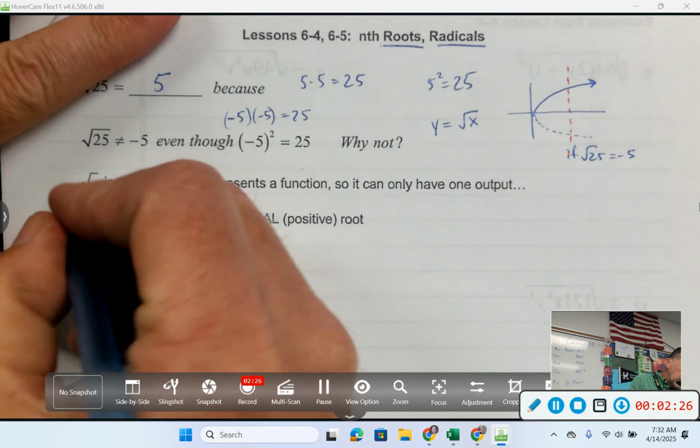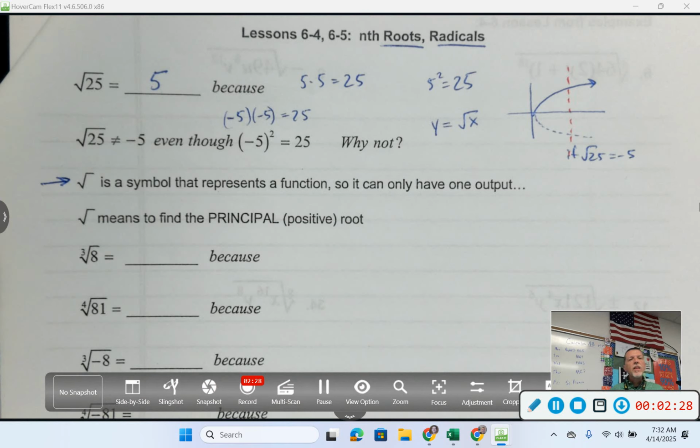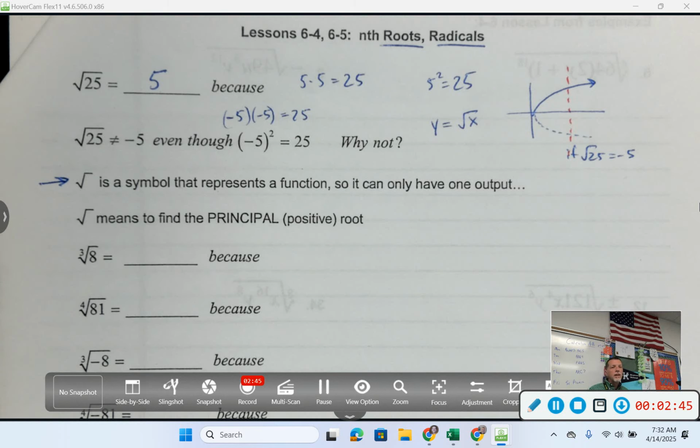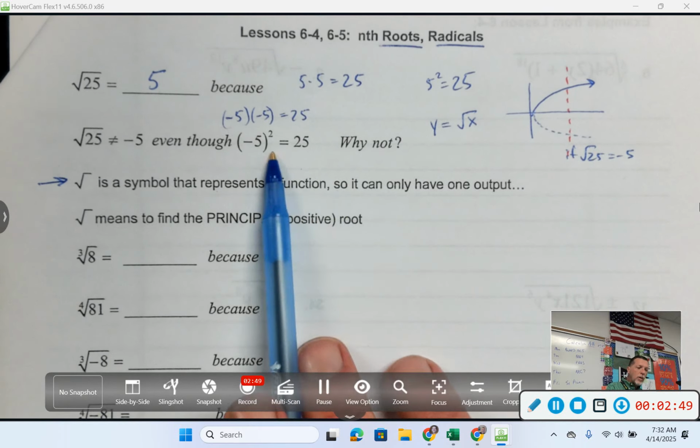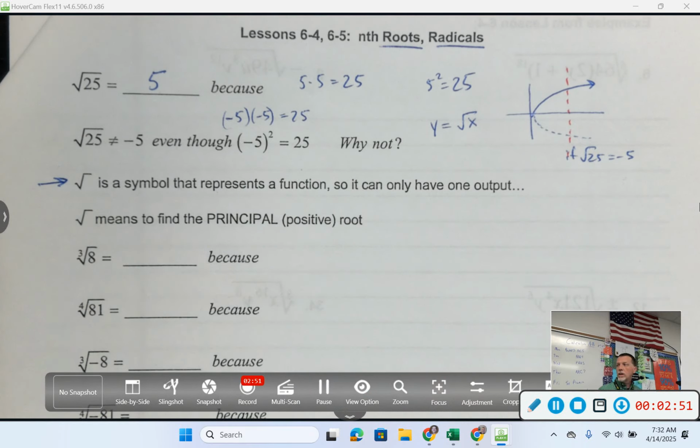So here's why. It's answered in the next line. The square root is a symbol that we want to represent a function, so it can only have one output. Now, I suppose the math teachers long ago could have decided to pick the negative output. That would have been weird, but they could have picked that one. As long as you only have one output, you've got a function. So that's why we only go with the positive one.